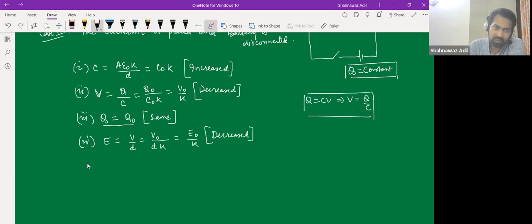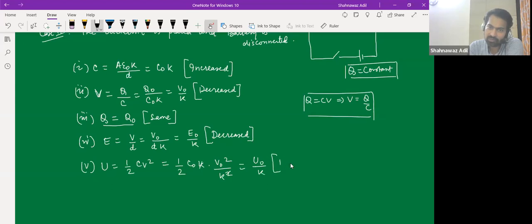And then the fifth one. U is half CV square, right? So this is half, C is C naught K, and V is V naught square over K square. So K cancels and half C naught V naught square is U naught by K. So this is also decreased. Any question in this part, guys? Any doubt?